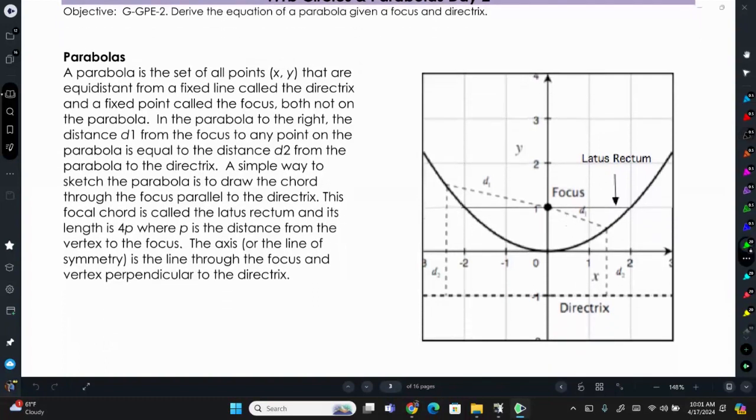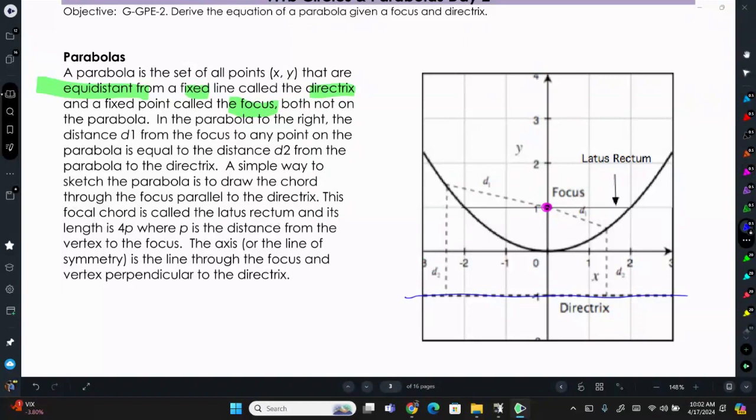So the parabola is a set of all points that are equidistant, which means the same distance, from a fixed line called the directrix and a fixed point called the focus. So here in the picture, right there is the focus. I'll use a different color. And this horizontal line here is called the directrix.